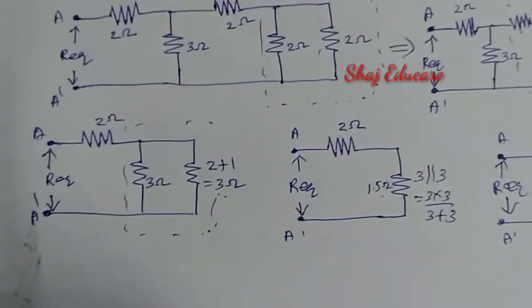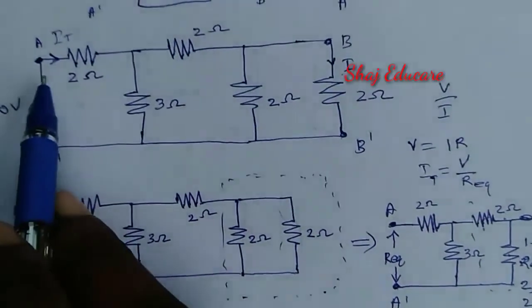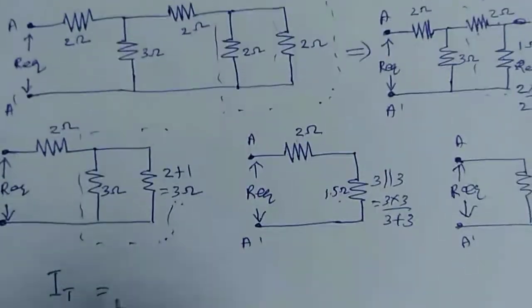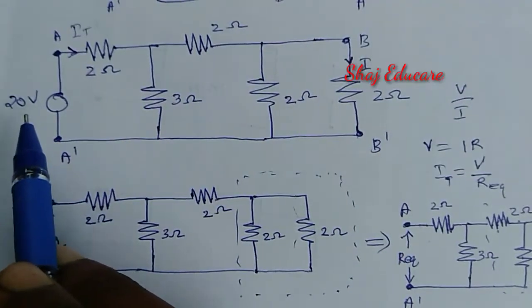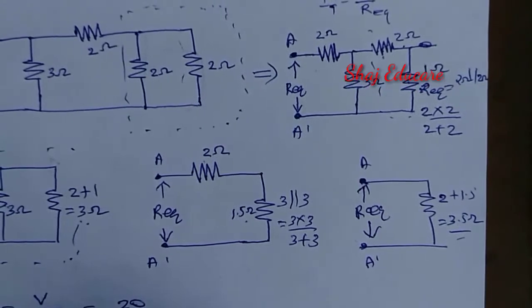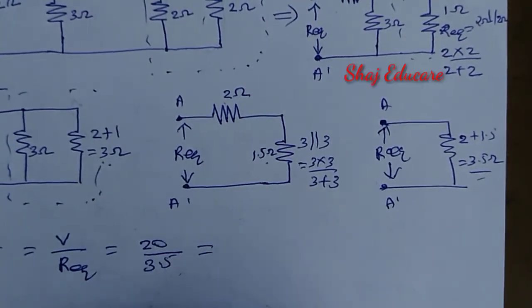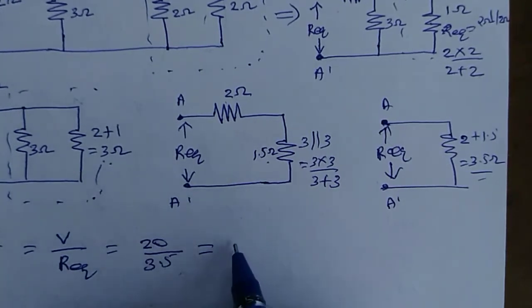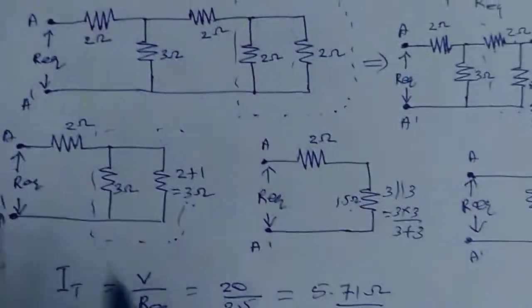Now let us find the total current supplied by the voltage source. That will be current IT equal to V by R equivalent. The voltage magnitude of this voltage source is 20, divided by R equivalent. R equivalent we obtained as 3.5. That will be the total current supplied, which is going to be 5.71.